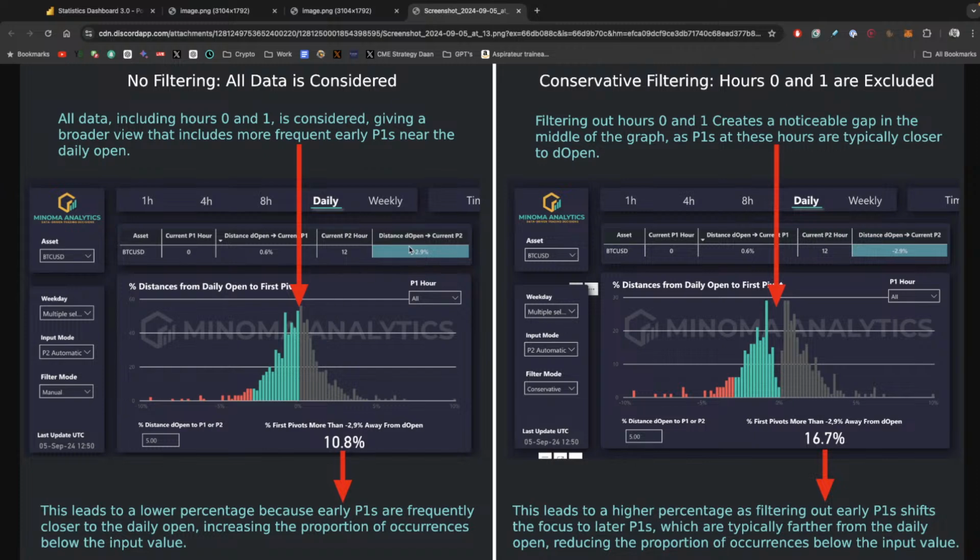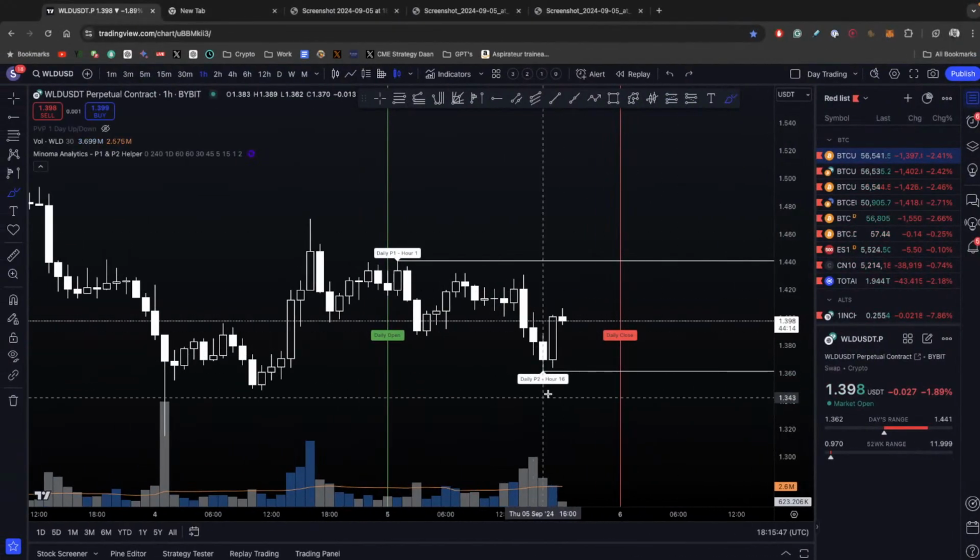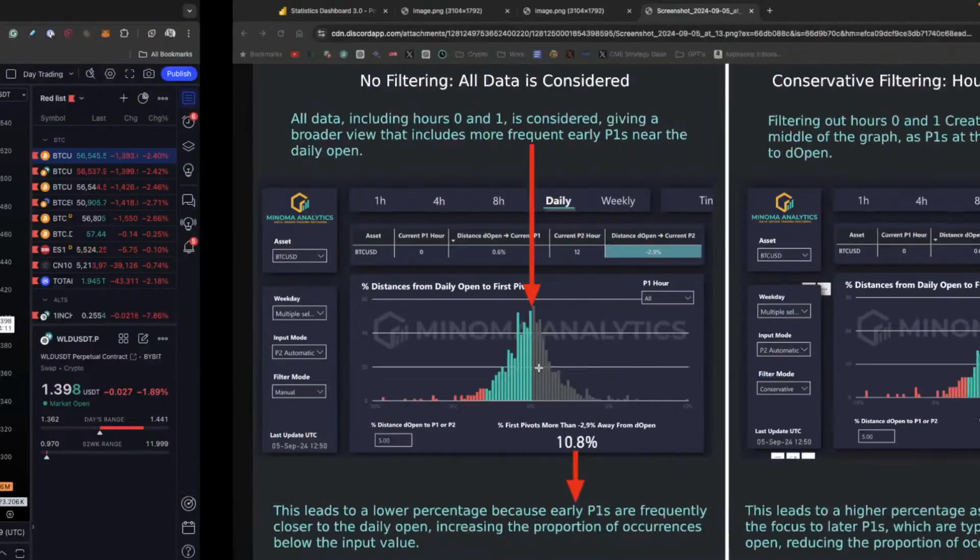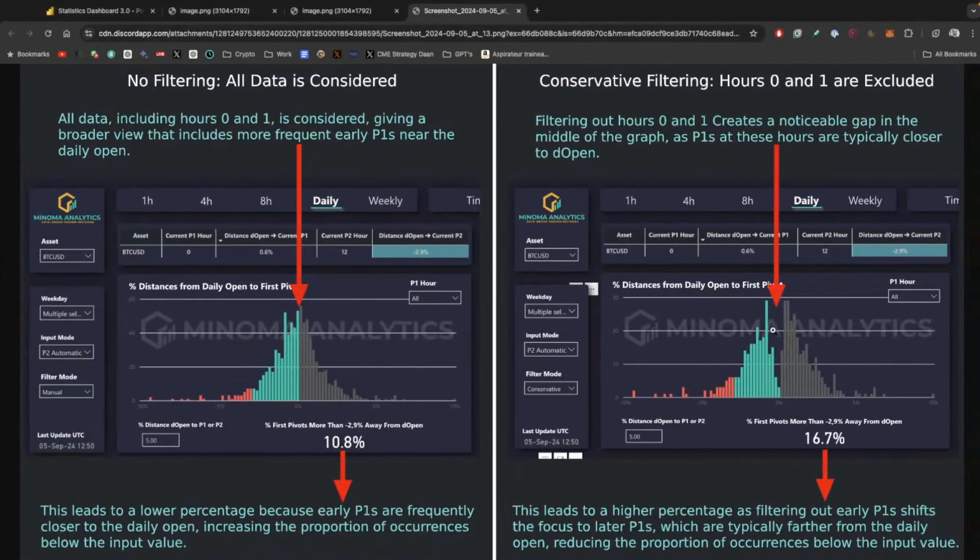In this case, the input value is negative 2.9% right here, and it simply means there's more values below that, or I have to say above it in this case. Whereas here, we exclude hour 0 and 1 because the current P2 is hour 12. We know that if the flip were to happen, it's not going to happen at hour 0 and 1. So let's just exclude that data because we know it happens much more often close to the daily open.